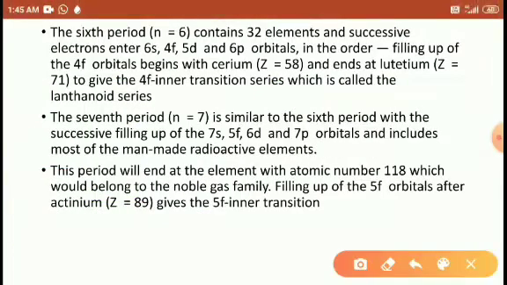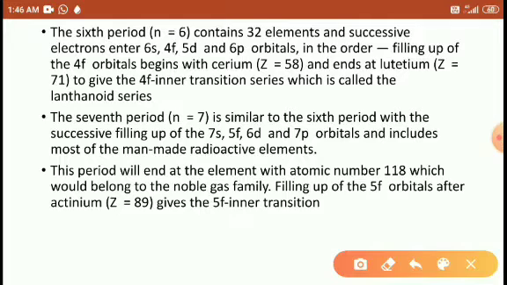Right, students? The sixth period has 32 elements, and successive electrons enter the 6s, 4f, 5d, 6p orbitals in that order. The filling of the 4f orbital begins with cerium and ends at lutetium. So in the sixth period, students, it contains 32 elements. Again, the number of electrons is increased. If the number of elements is increased, the number of orbitals increases, right? And the period also increases, students, as electrons are shifted into the next period, the sixth period here, right?